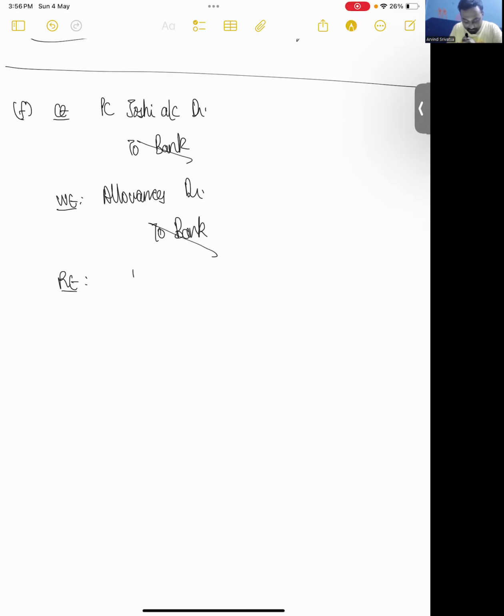Correct entry is PC Joshi account debit to bank. Your wrong entry is allowances debit to bank. Bank will get cancelled when we reverse this wrong entry. Rectification entry: PC Joshi PCJL, right? To allowances account.